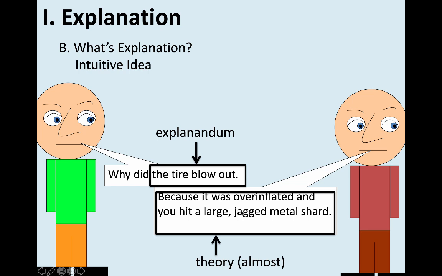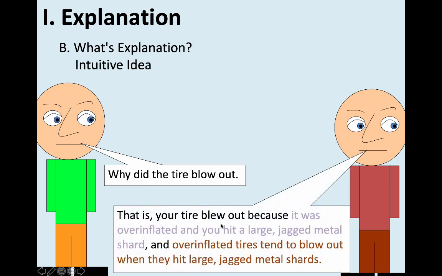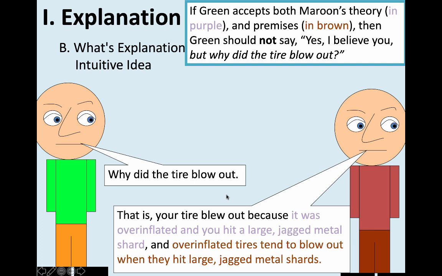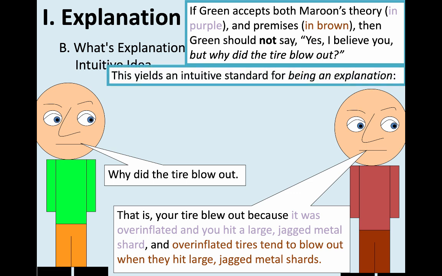We need to make the theory a little richer. So let's make the theory this. The tire blew out because it was overinflated, the driver hit a large jagged metal shard, and overinflated tires tend to blow out when they hit large jagged metal shards. This looks like a clear explanation for the tire blowing out. Why? Now here's the intuitive standard. If green accepts that what maroon says is true, that is, accepts the theory, which is stated in purple, and the premises, which are stated in brown, then green should stop saying, why did the tire blow out? So that's the intuitive standard.